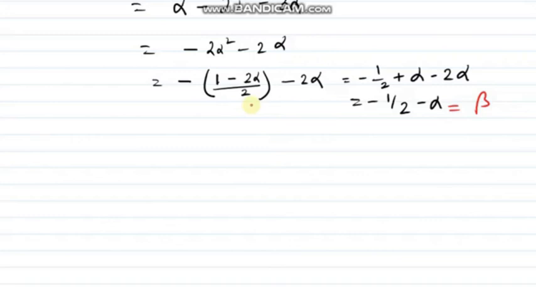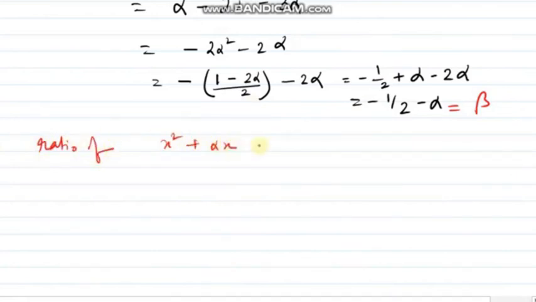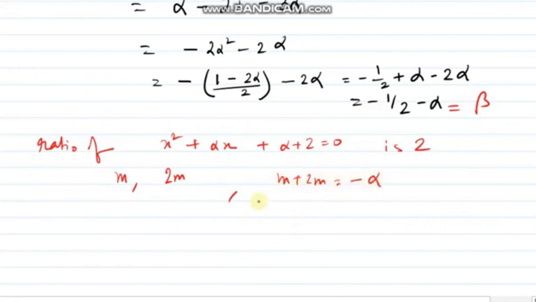Suppose ratio of the roots is 2. So it is given that the ratio of the roots of x square plus alpha x plus alpha plus 2 equals to 0 is 2. Ratio is 2 means if one root is m, another root will be 2m. So sum of the roots is equals to minus alpha. Generally we take alpha beta, here we are not taking because alpha is already there in the sum. And m into 2m is equals to alpha plus 2 divided by 1. So from there 3m equals to minus alpha, m equals to minus alpha divided by 3.